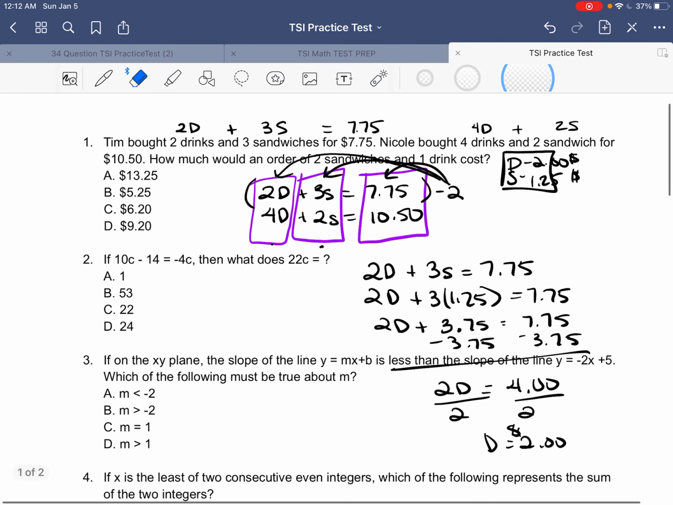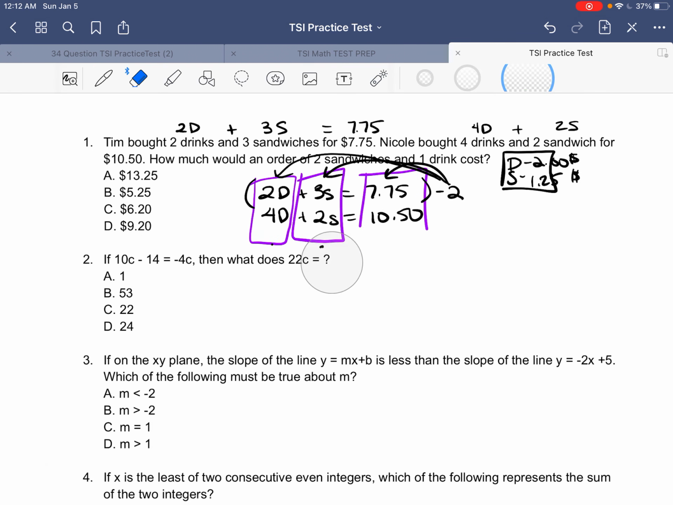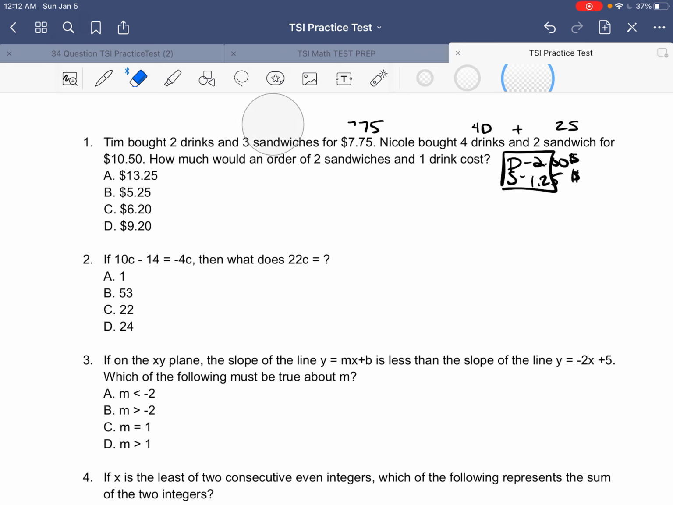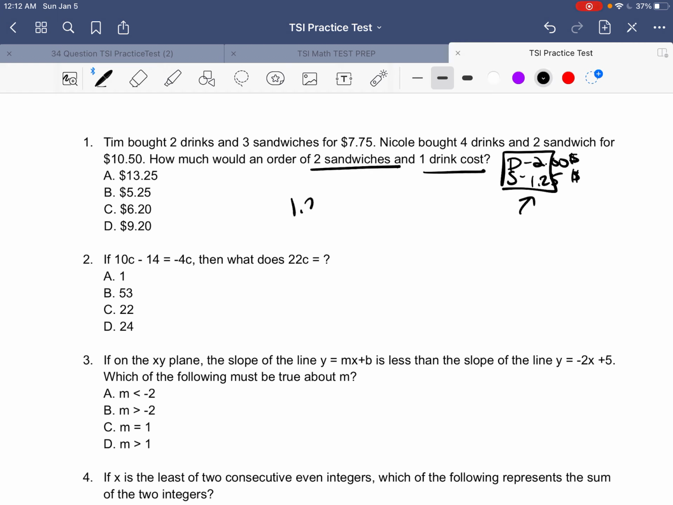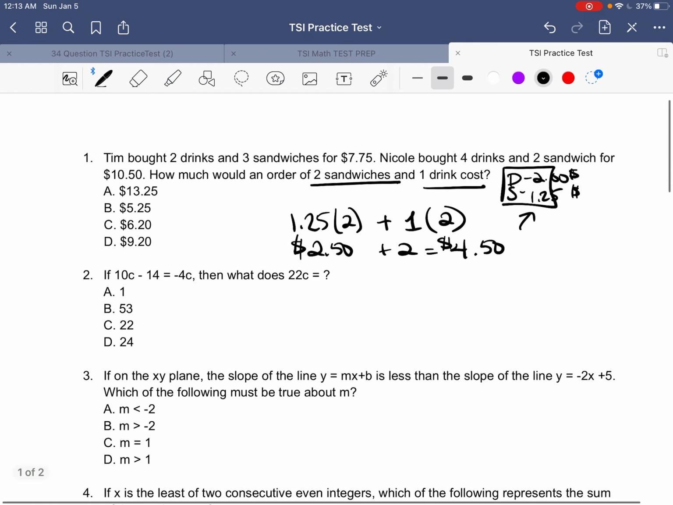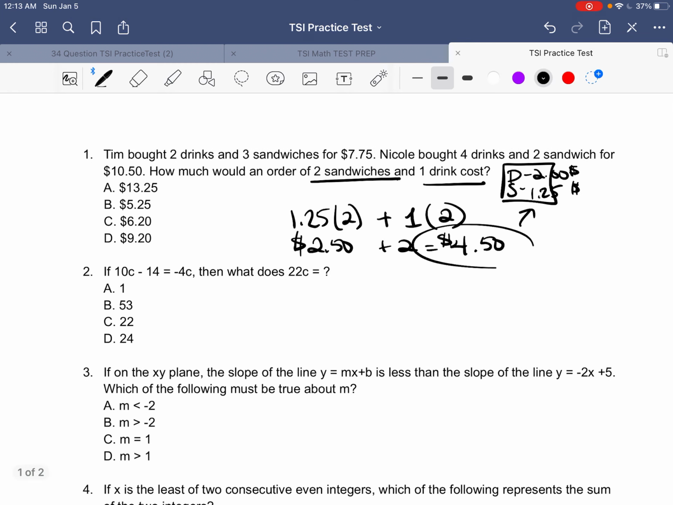Now that I figured out how much a drink costs and how much a sandwich costs, I can answer my question, which says, how much would an order of 2 sandwiches and 1 drink cost? Sandwiches are $1.25, so 1.25 times 2 is $2.50, plus 1 drink. 1 drink is $2, so plus $2, and the total would be $4.50. So that will be the answer.